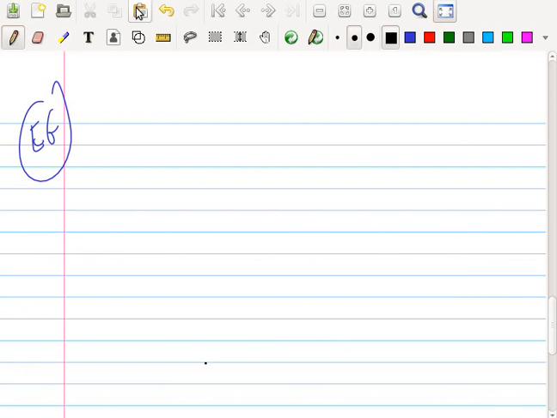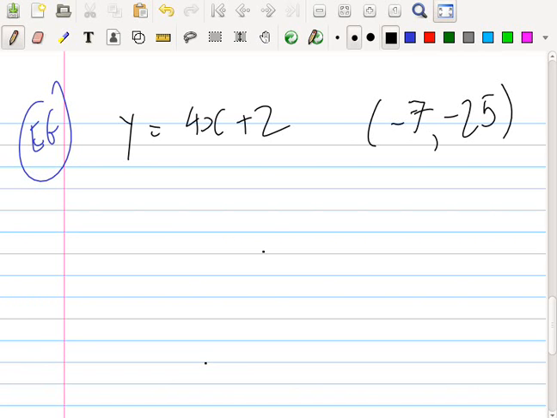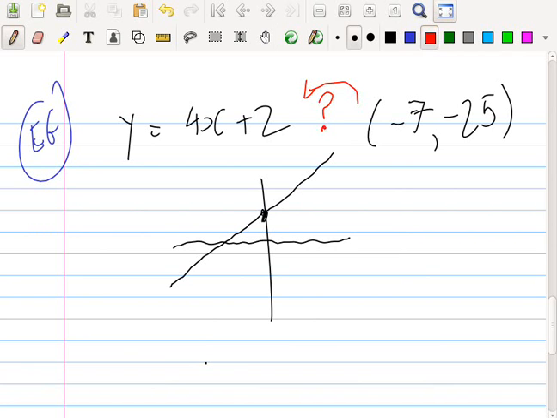I give you this line, y equals 4x plus 2, and I give you this point, minus 7, minus 25. Very rough sketch. Positive and positive, so it looks something like this. Roughly. So my question is, is this point actually on this line or is it off it? Minus 7, minus 25 will be somewhere down here. It's possible that it's on the line, and it's also possible that it's not. I would like to check if it's on the line or not.